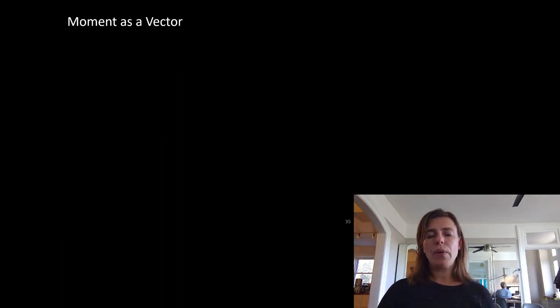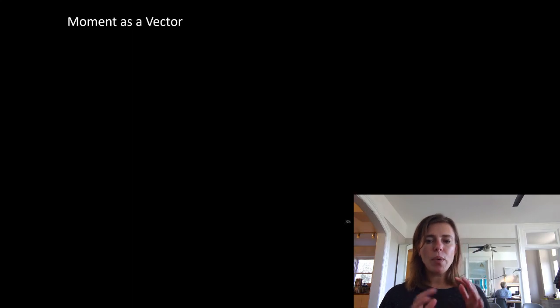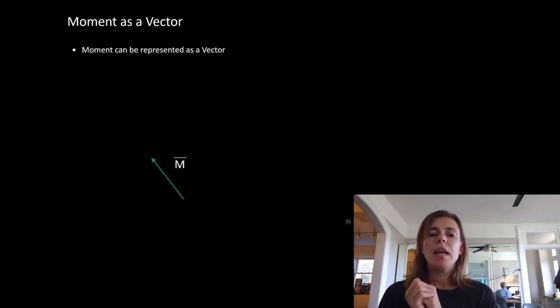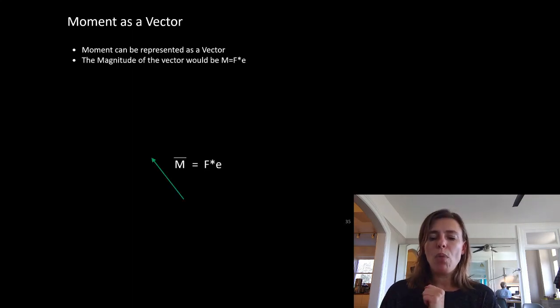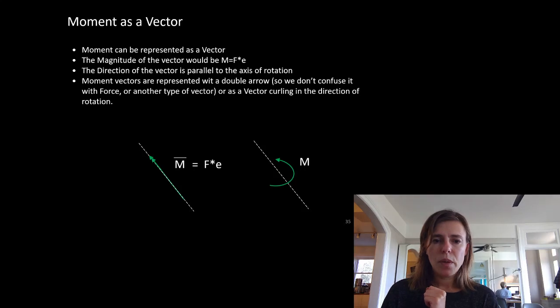Moment can be talked about as a vector. Now, people always get confused by this, but it's really handy when we need to start keeping track of things being positive and negative. Understanding that moment is a vector can be really handy. Because when we want to talk about moment as a vector, where is it?